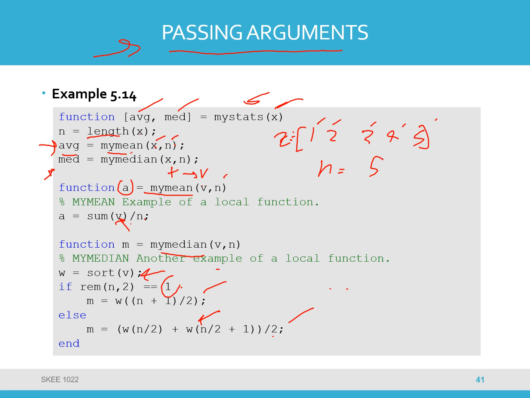But the important thing is the passing of argument. So basically you change the parameter, the variable. The first variable is x, and when it goes inside the function, it becomes v. And for the output you can see here the output is m and a, but changed to avg and mean.